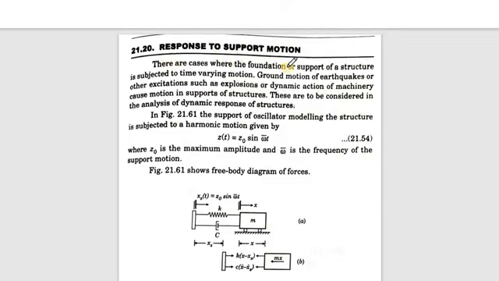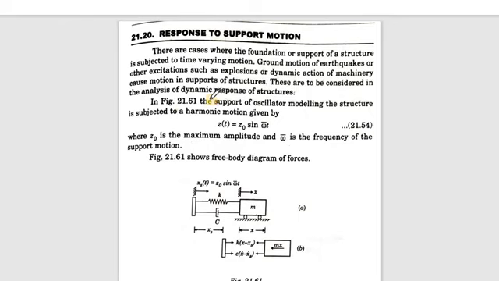There are cases where the foundation or support of a structure is subject to time varying motion. Ground motion of an earthquake, or other excitations such as explosions or dynamic action of machinery, cause the support motion. They are to be considered in the analysis of the dynamic response of structures. Support motion means the support of an oscillatory system modeling the structure is subject to harmonic motion. If z is the displacement, then the support motion z(t) is equal to Z0 sin omega t, where Z0 is the maximum amplitude and omega is the frequency of the motion.